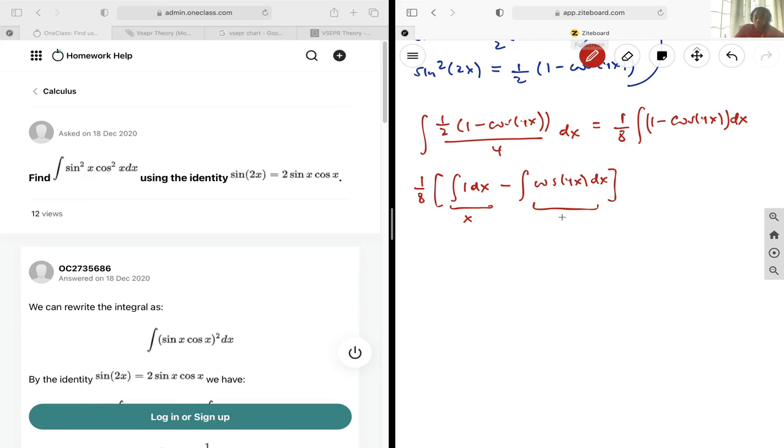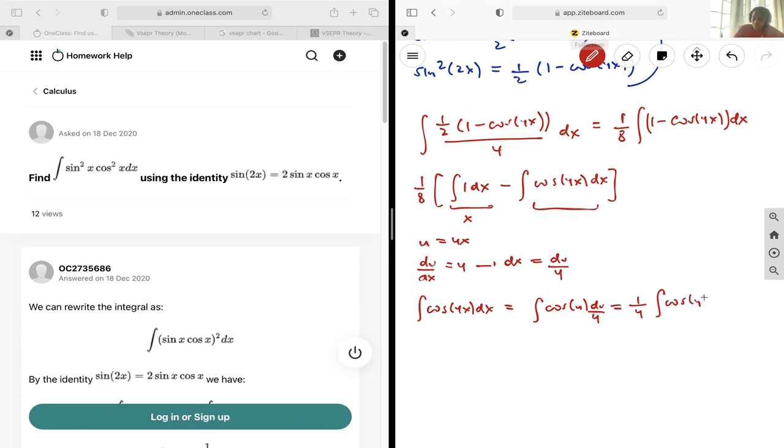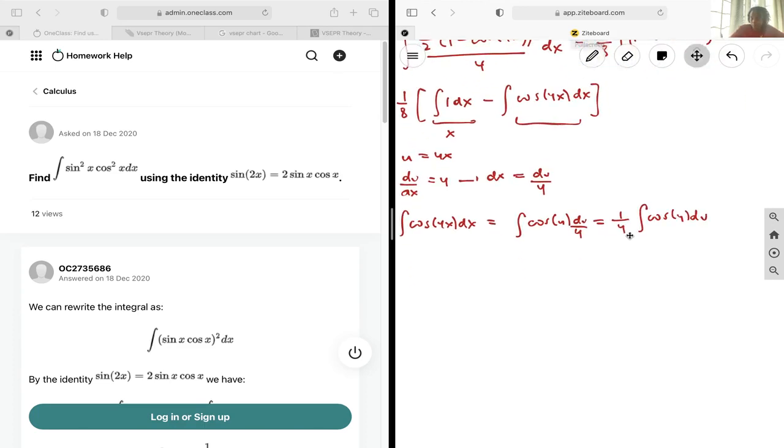And then similar to last time, we know that the integral of 1 dx is going to be equal to x, and we are going to use substitution for the other one. We are going to set u as 4x, which means du over dx is going to be 4, which means dx is equal to du over 4. That means that the integral of cos 4x dx is going to be the integral of cos u du over 4. We can pull out the 1 over 4, and it becomes the integral of cos u du. And that is going to give us 1 over 4 multiplied by sine u. So 1 over 4 sine 4x.